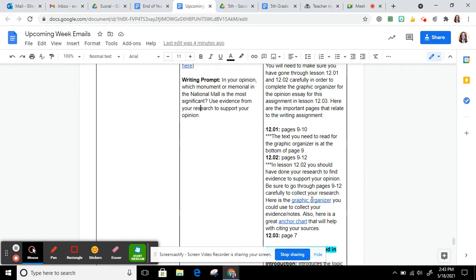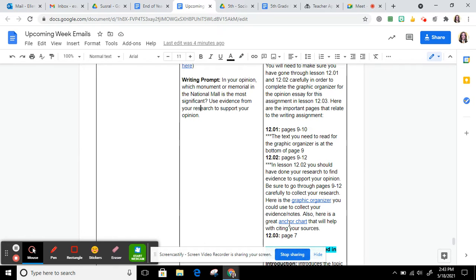I've attached a graphic organizer that you can use to collect your evidence. It's a spot for you to write down your findings as you're doing your research. And there's also an anchor chart that I attached here that can help you with citing your sources. If you haven't done those two lessons and the writing pieces in those two lessons, you need to do that first. Then you can do this lesson 1203.